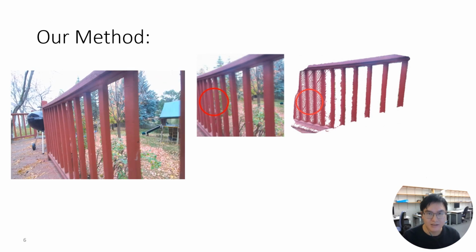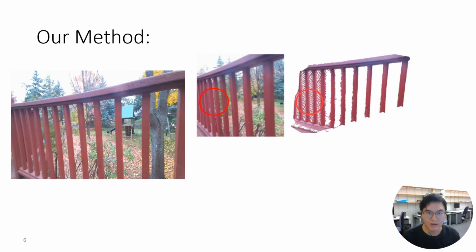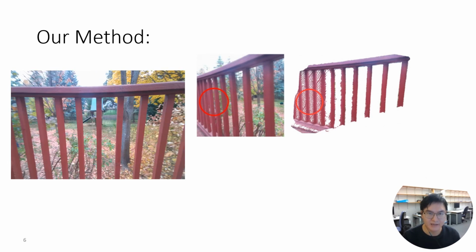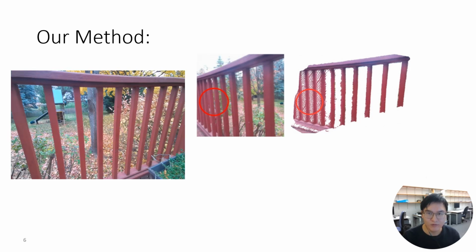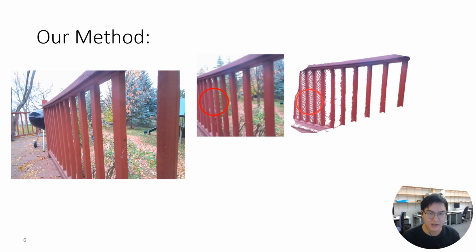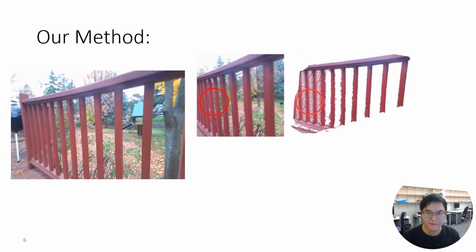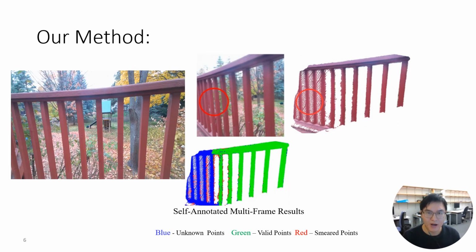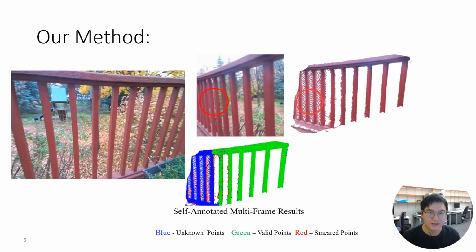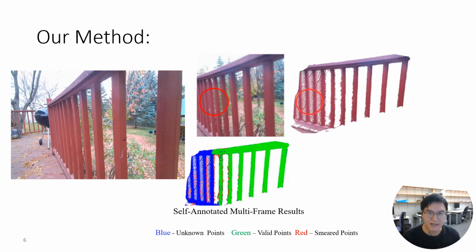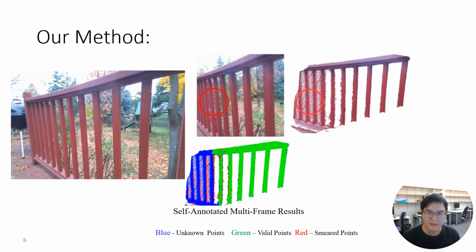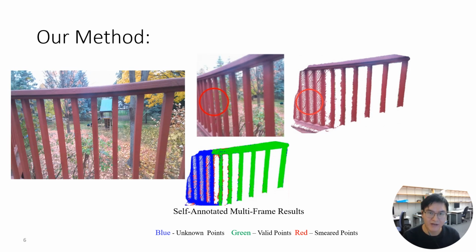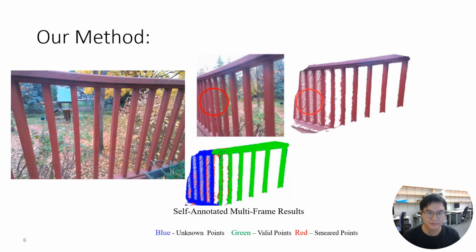In our method, we do not rely on any ground truth or synthetic datasets. We just need to randomly move or lock a handheld depth sensor, and then our method can fuse multiple waypoints to automatically annotate the partial smeared points. As you can see, the smeared points are in red, separated from valid points in green, and uncertain points are left in blue.